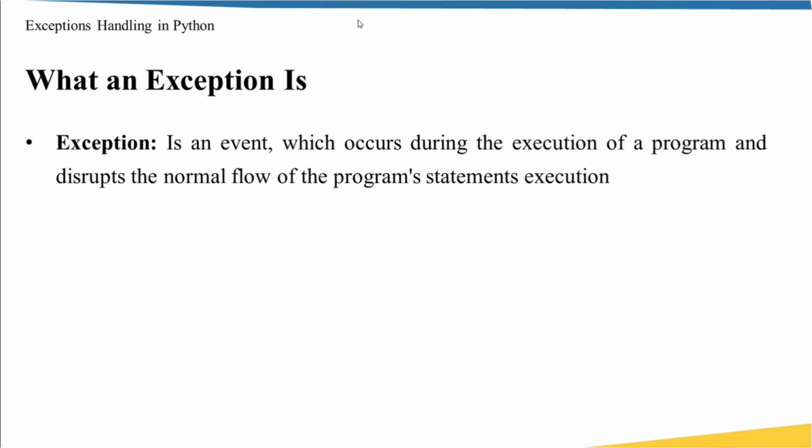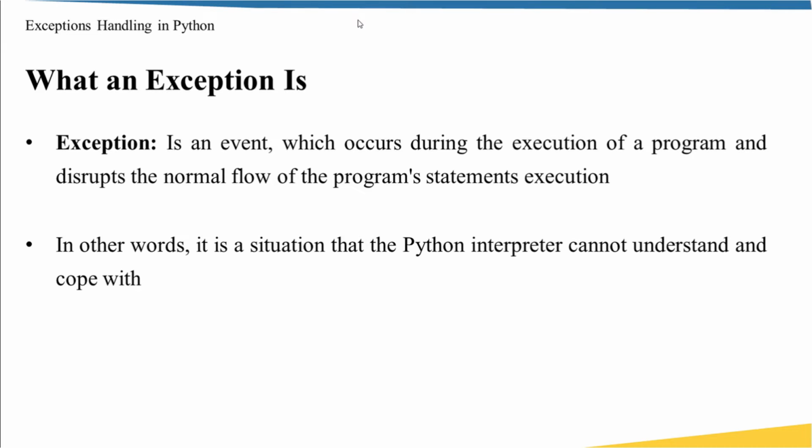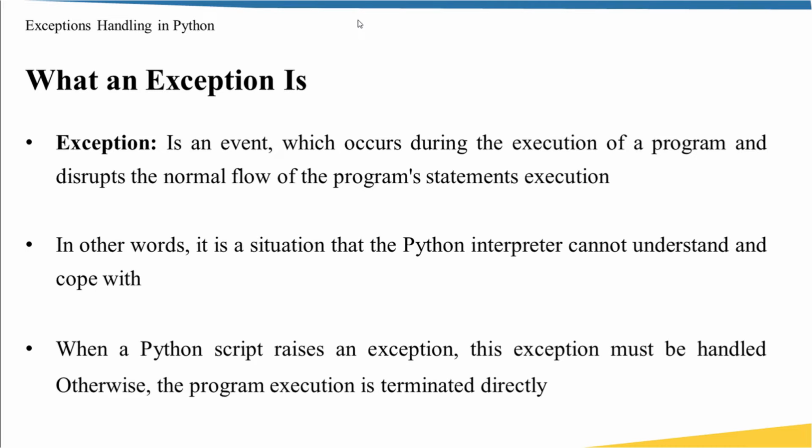First, let's start by defining what an exception is. An exception is an event which occurs during the execution of a program and disrupts the normal flow of program statement execution. In other words, we can say that an exception is a weird situation that the Python interpreter cannot understand and cope with. Usually, when a Python script raises an exception, this exception should be handled by your program, otherwise the program execution is terminated directly.